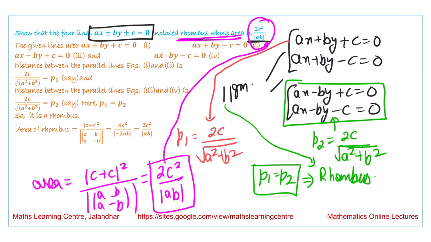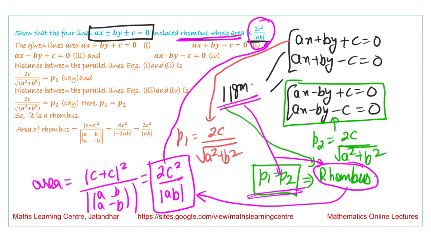So we have proved that it is a parallelogram whose diagonals are equal, and combining these results we are saying it is a rhombus, and we have used the formula of the area to calculate the area of the rhombus, and we obtain the required result.